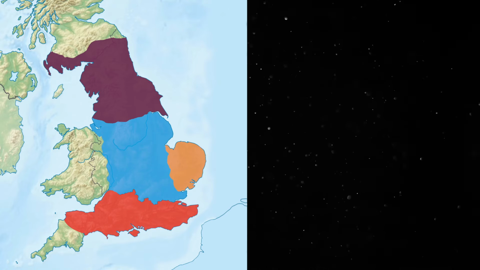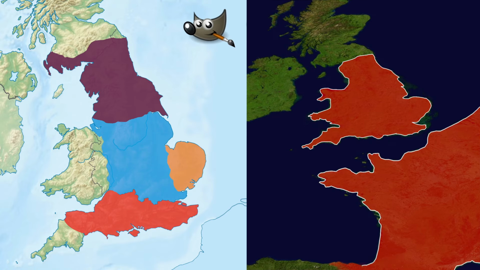This is a territory map made in Gimp, and this is an oversimplified map also made in Gimp. I'm going to show you how to make them.